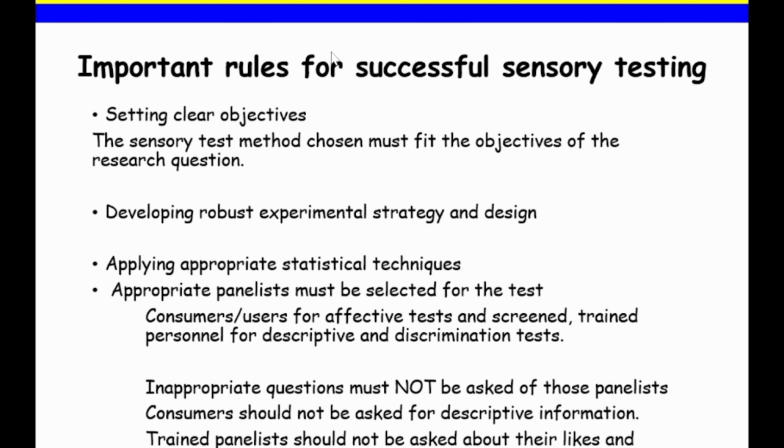Appropriate panelists must be selected for the test. Consumers or users, screened, for affective tests. Trained personnel for descriptive and discrimination tests. Inappropriate questions must not be asked of those panelists. Consumers should not be asked for descriptive information, as descriptive information requires trained panelists. Trained panelists should not be asked about their likes, because they know very well all those kinds of things, and they will not give you a clear picture of the consumer market. So trained panelists are used to describe the product or to show if there is any difference in sensory characteristics of a particular food.